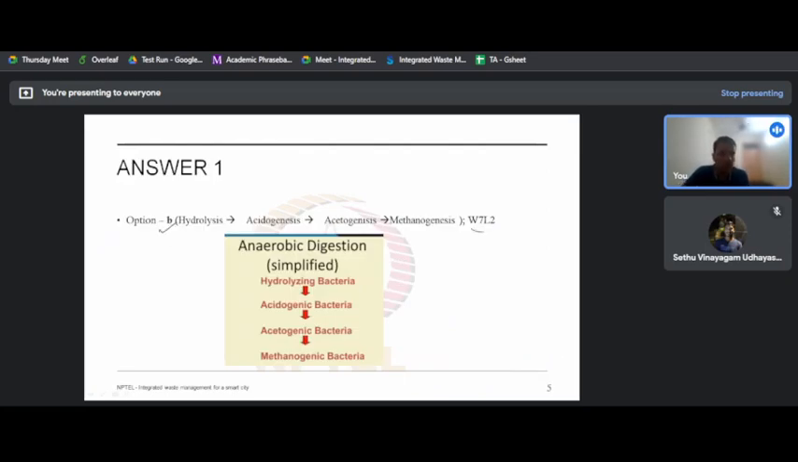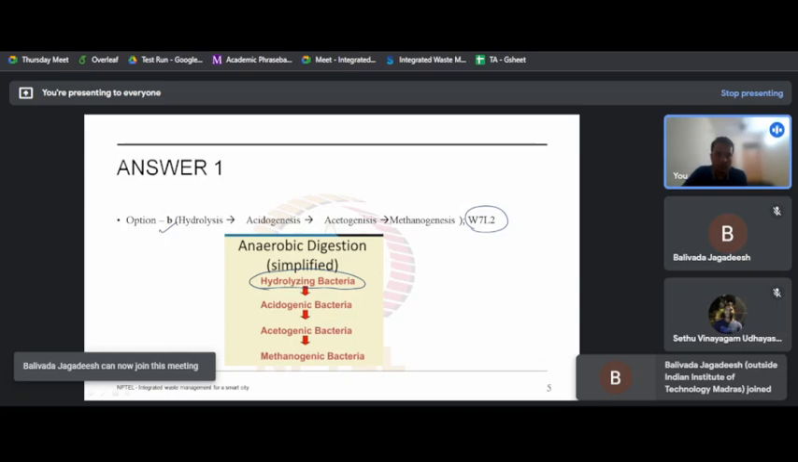Students can refer to week 7, lecture 2. Firstly, we will have hydrolyzing bacteria that will break down the large molecular weight compounds.